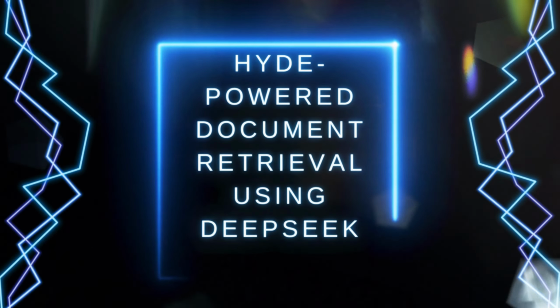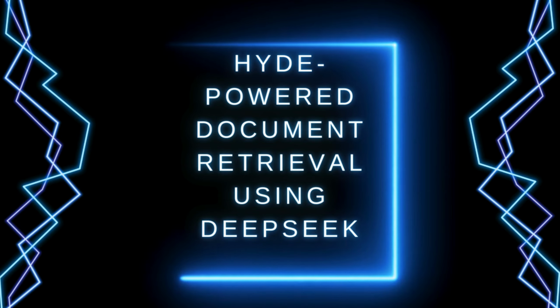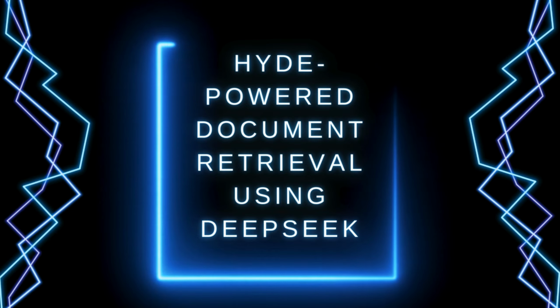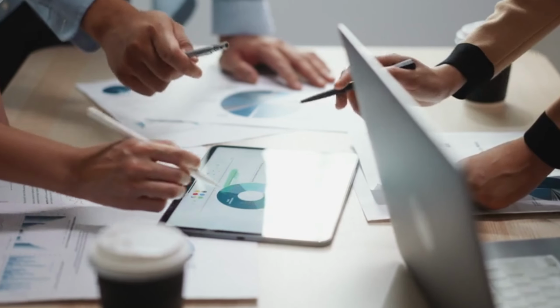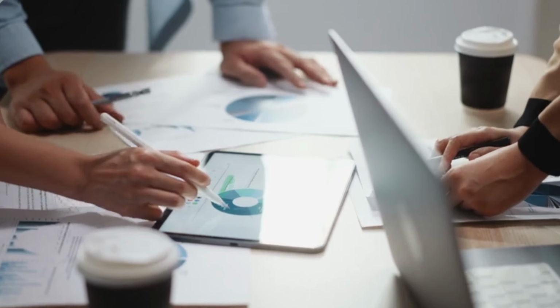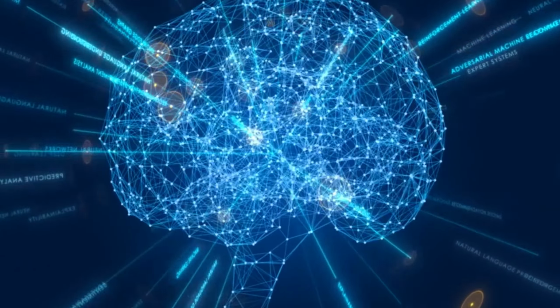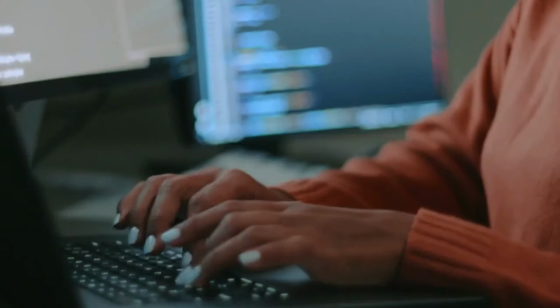Today I'm going to show you an amazing AI project, HyDE-Powered document retrieval using DeepSeek. This project lets you upload any PDF, like Tesla's financial report, and then the AI can generate a hypothetical answer. This project fixes a major issue in vector search.